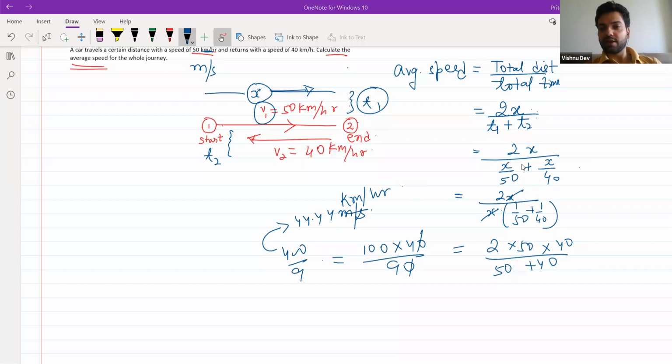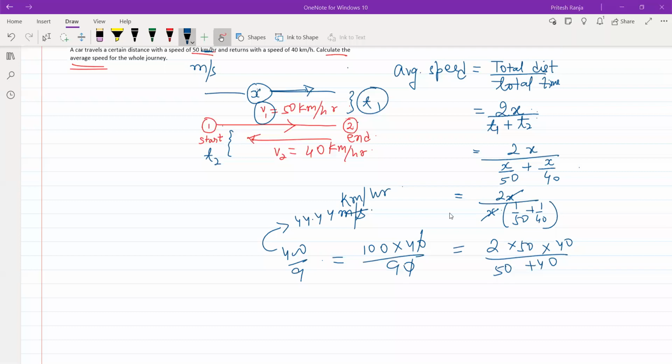Yeah, Apurva. So you want me to repeat the complete solution again, or any specific part you have doubt? Sir, I have a specific part. Yeah, you can ask me what doubt you have. Sir, after the cutoff, how did 2 into 50 into 40 come?